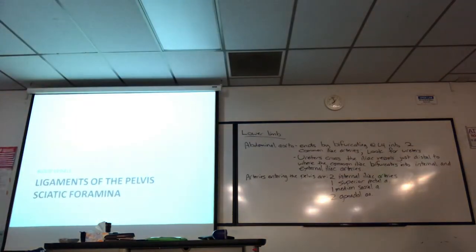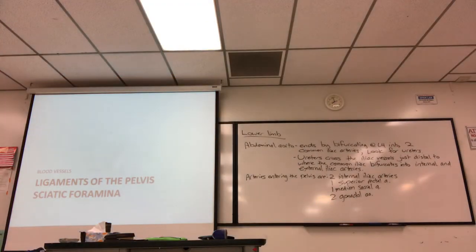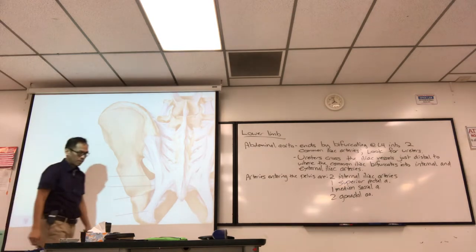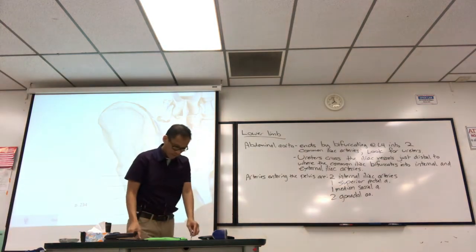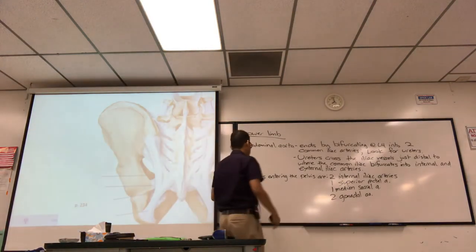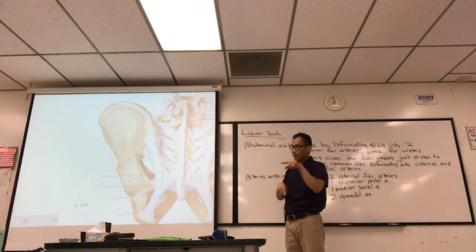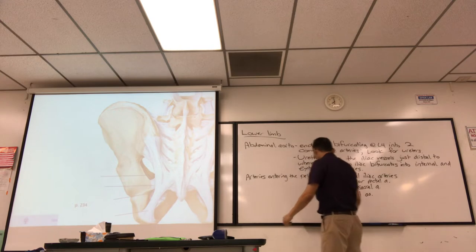Landmarks always help. So now that we're in the pelvis, let's talk about some ligaments of the pelvis that are going to come up in the gluteal region. Here's a posterior view of the pelvis. There are two ligaments here. I'll write them down and point them out, and I want you to know them. They create foramina, or holes, where the blood vessels can course out and squeeze out the back, basically.